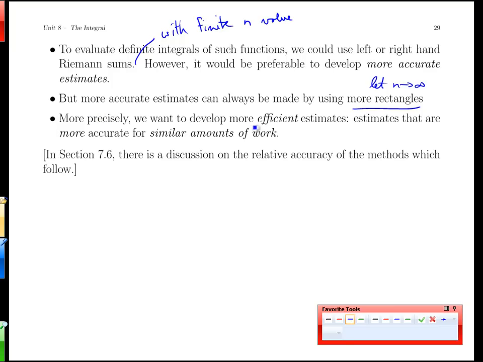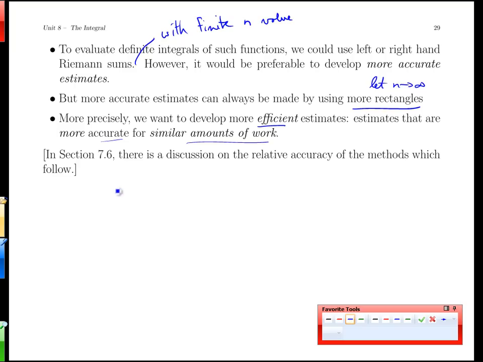Well, you can do that, but as someone who also teaches a numerical methods course for the engineers, a better way to pose the question is to ask, not can we make these estimates more accurate? Sure, we can by doing lots and lots of work. The question is, can we do it more wisely or more efficiently? In other words, for the same amount of work, can we get a more accurate estimate of the area underneath the graph using a finite number of intervals?